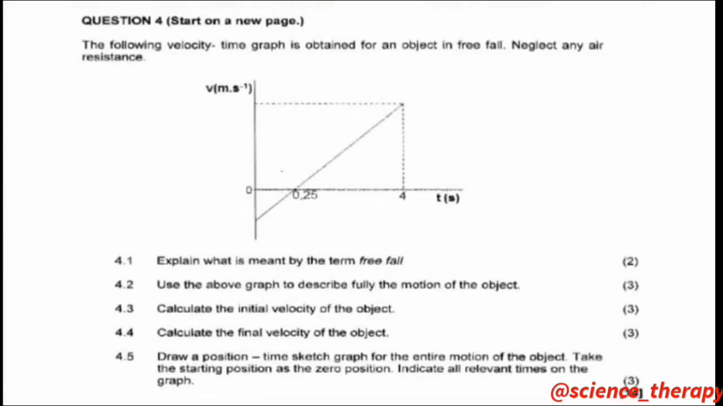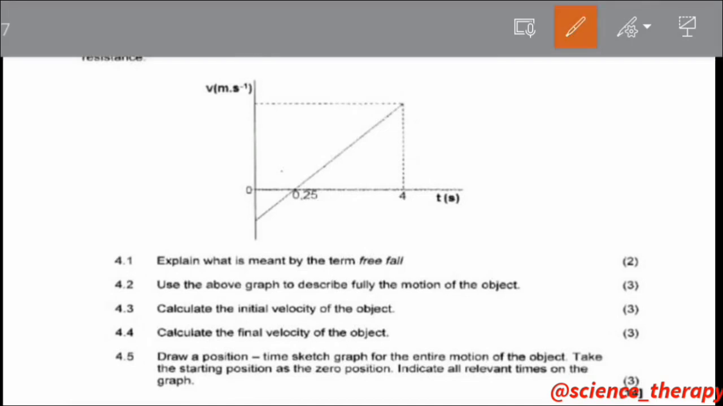Right. Then 4.3 says calculate the initial velocity of the object. As you can see with this question, there is no data that we can highlight here. There is no data that we can read from the statement. This is where you need to take the skill of extracting your data out of the graph, right? So now, having come to understand the graph, you will know that the y-intercept here always indicates the initial velocity of the object. So that's what we are looking for. We are actually looking for the value on the y-intercept, right? So that's the initial velocity.